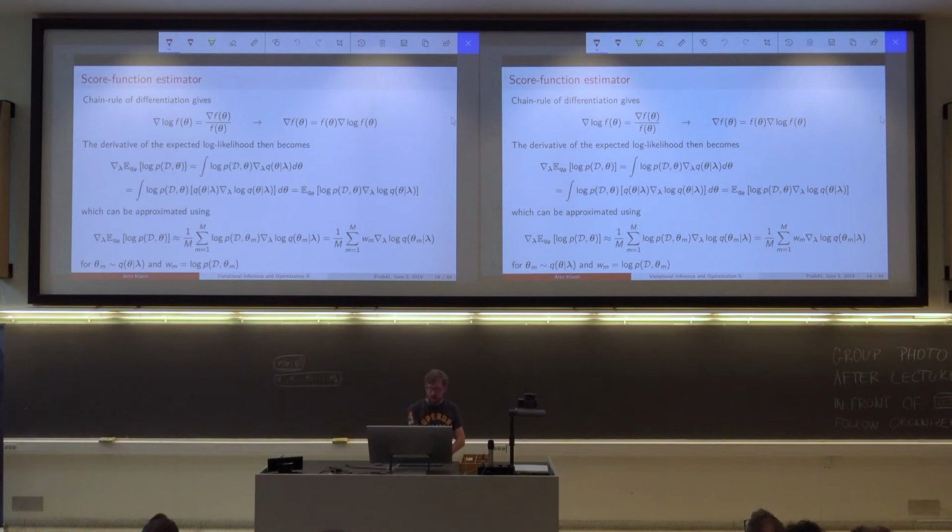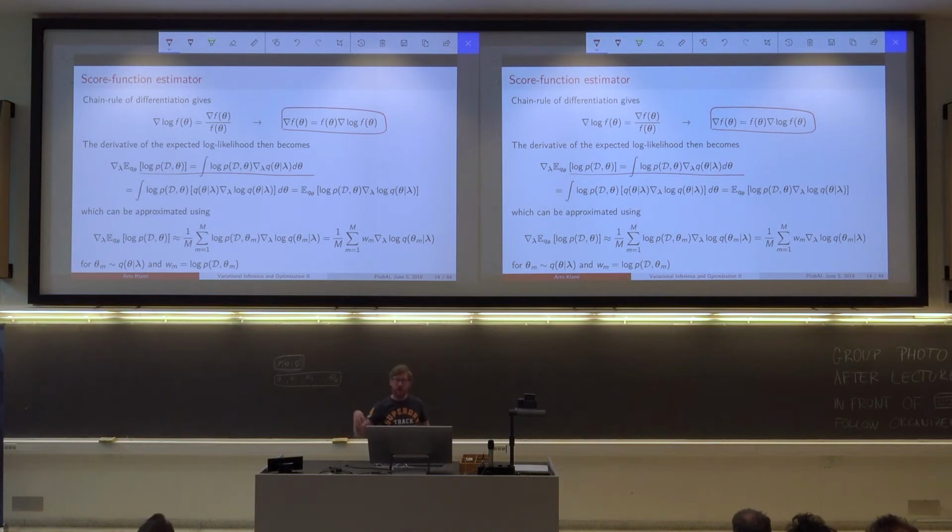This is what we have as the definition. This is what we did on the previous slide. The integral of a gradient of q times log p. Now what we want to do is rewrite the gradient of q as something that looks like an expectation. And what we get is that this is a way to do it.